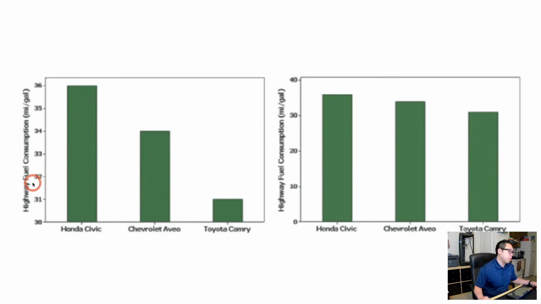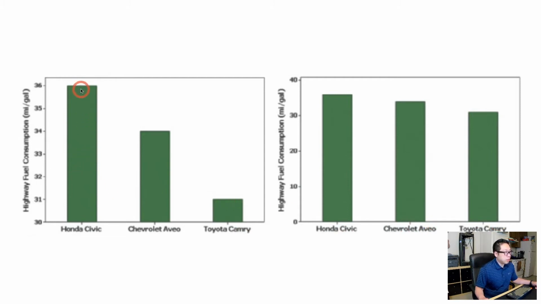These are showing the highway fuel consumption in miles per gallon. So this is how many miles your car can travel on 1 gallon of gas. The higher the bar is, the more efficient your car is, the farther your car can go on the same amount of gas. So what's different about these two graphs? They're both about Honda Civic, Chevrolet Aveo, Toyota Camry, right? Same cars.